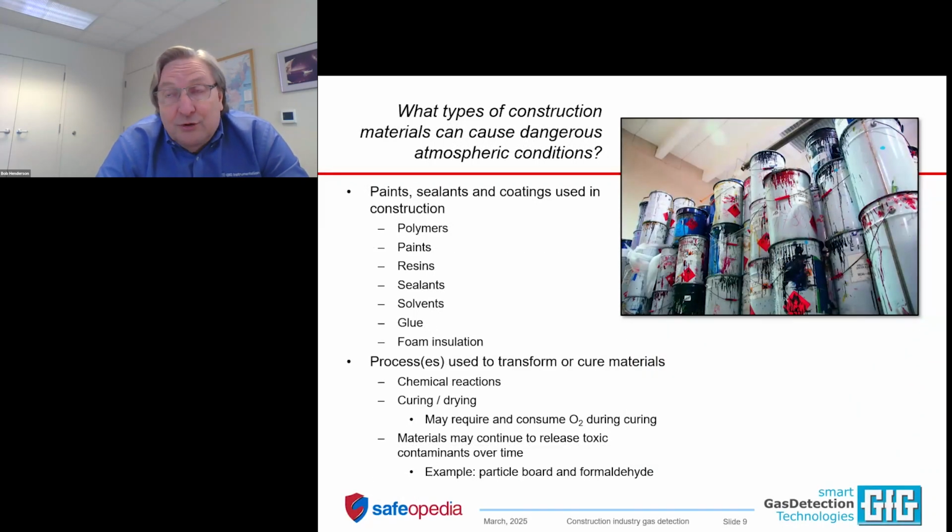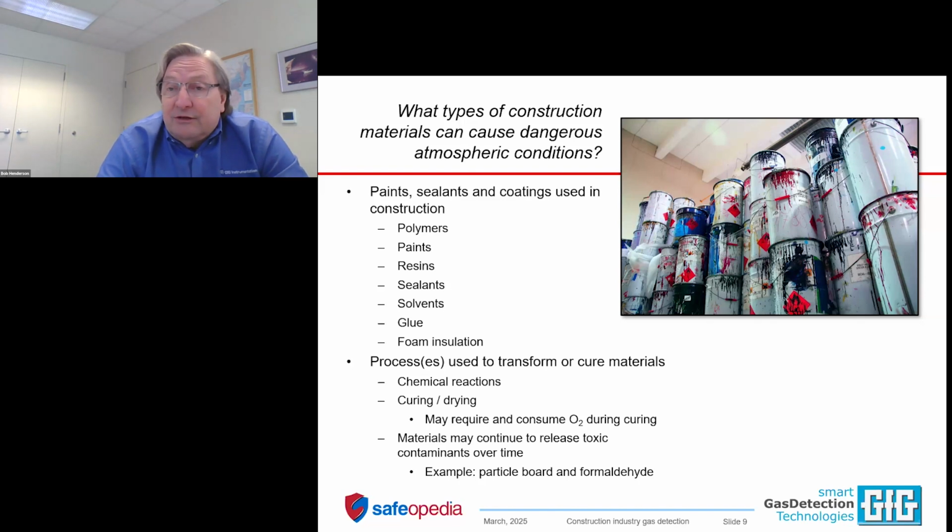You can't get through almost any construction project without at some point using paints, polymers, resins, sealants, solvents, and all of these VOCs, volatile organic chemicals, are toxic at low concentrations. They're flammable at higher concentrations, and they can cause harm. They can cause a worker to be overcome as a function of acute toxicity. They can cause harm because of long-term exposure, or they can even cause an explosion. So you're going to need to measure them.